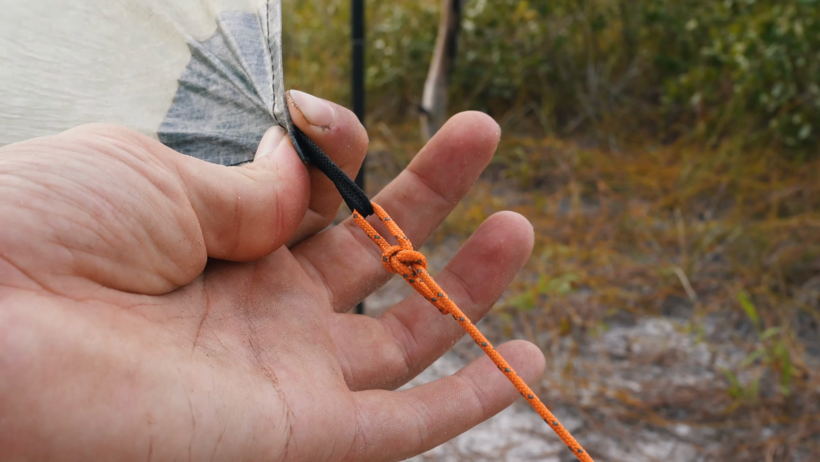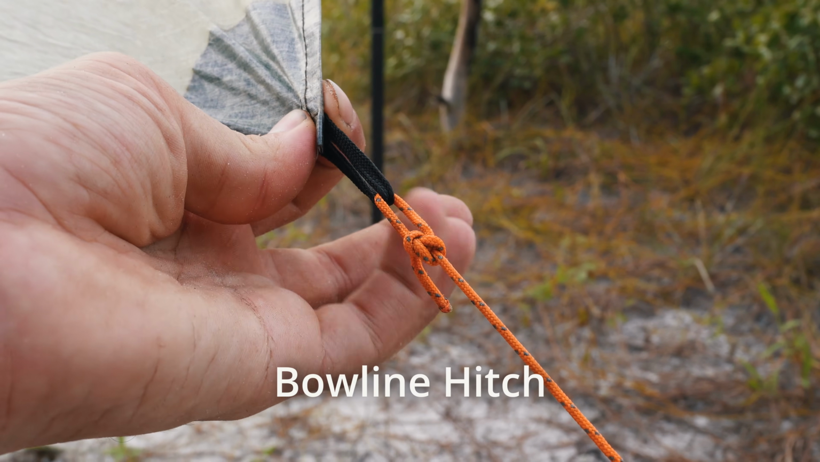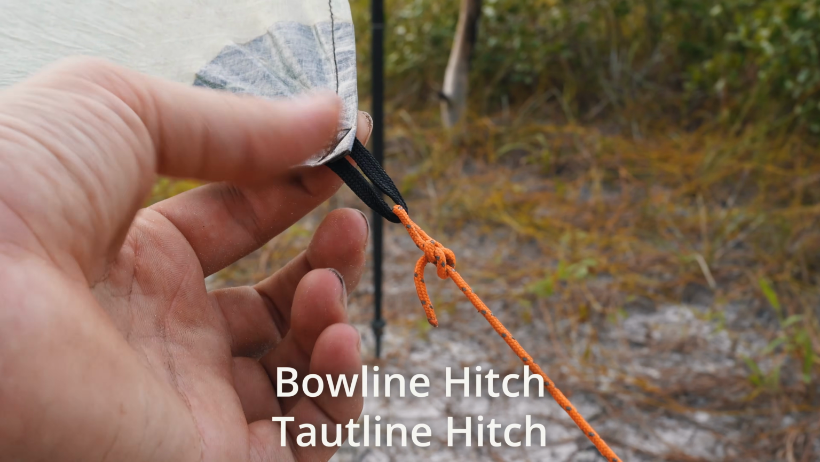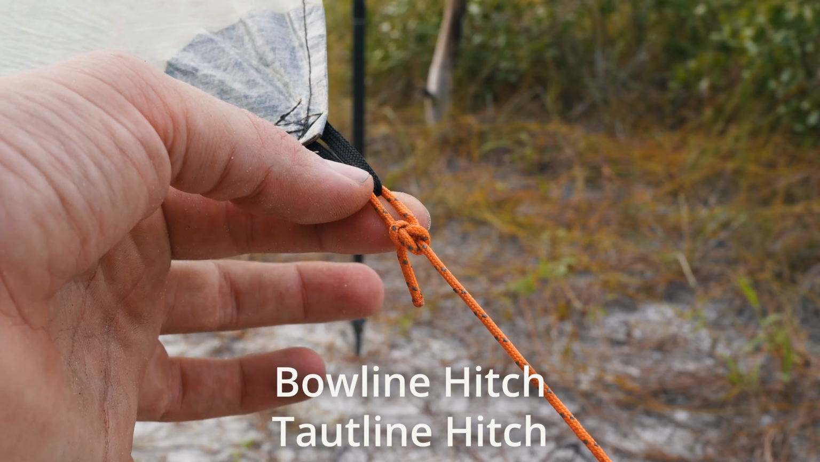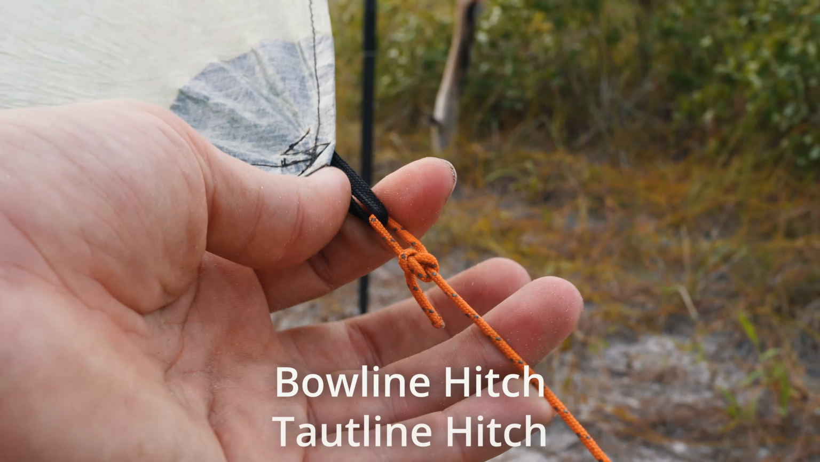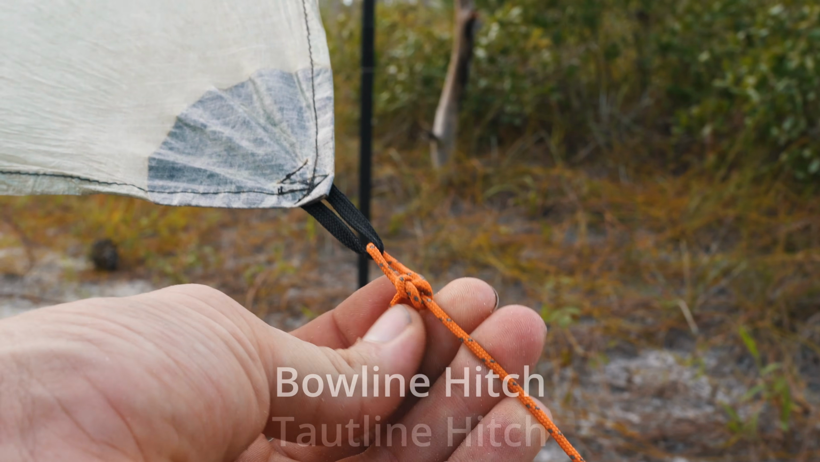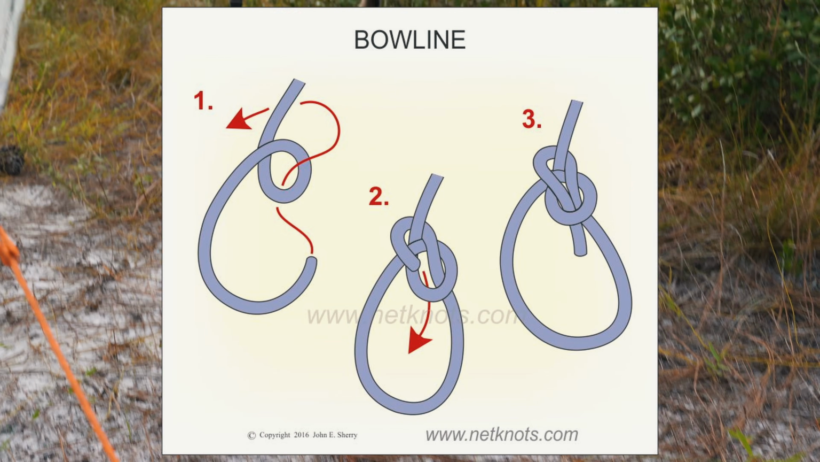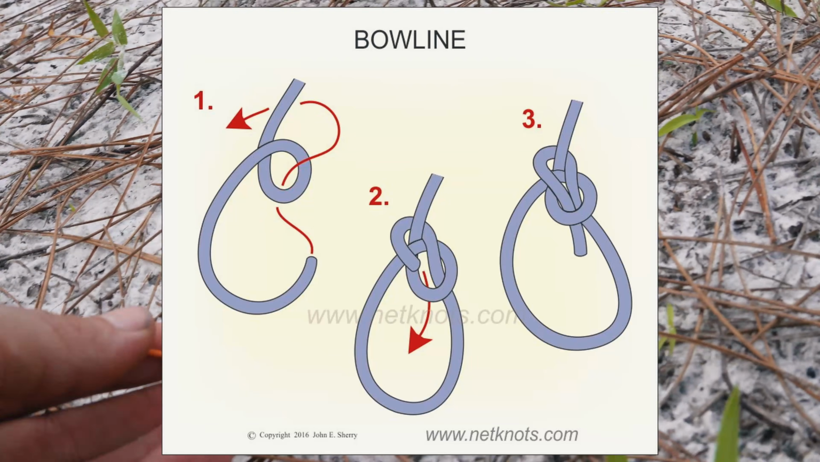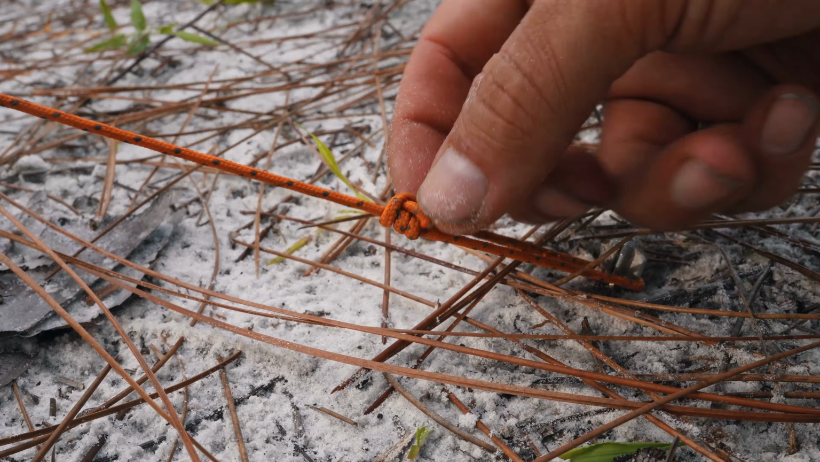So the 2 knots that I use are the bowline hitch and the taut line hitch. The bowline hitch is what I use to attach my guy line to the tarp. I find that it's a very, very sturdy knot. It's never going to come undone, and that is what I've been using for over 10 years now to attach my guy line to my tarp.